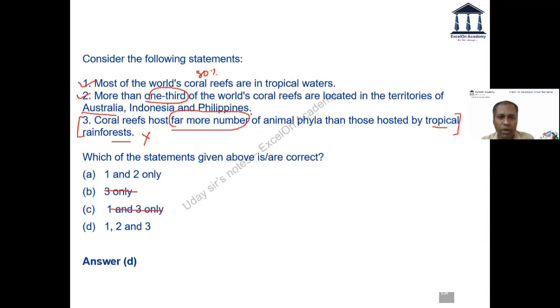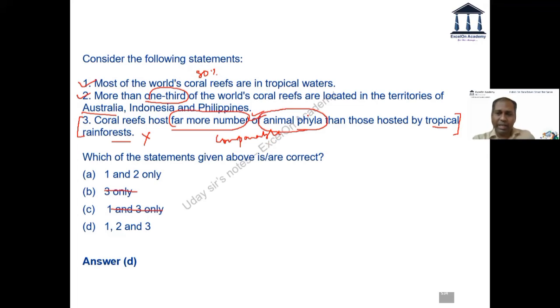And why? Because of this phrase. I did a reasonable amount of research on this statement. Had this statement been that coral reefs host something like comparable animal phyla as compared to tropical rainforest, I would have been tempted to make the statement as correct. So my request to you is, maybe my research is not good enough. That's quite possible. Maybe I didn't understand animal phyla fully. I tried to understand it, and I understood the taxonomical order of things, but maybe not fully.